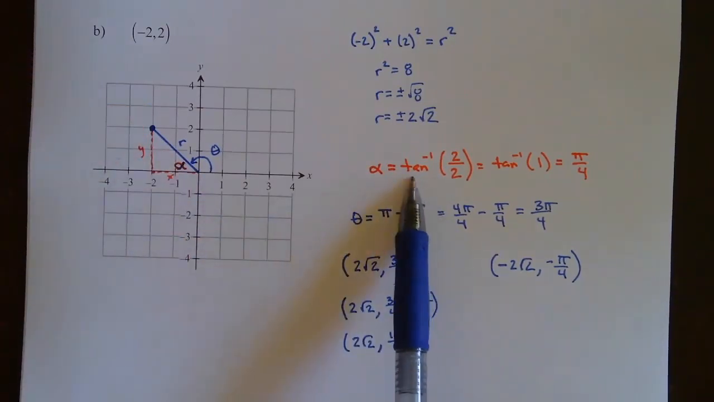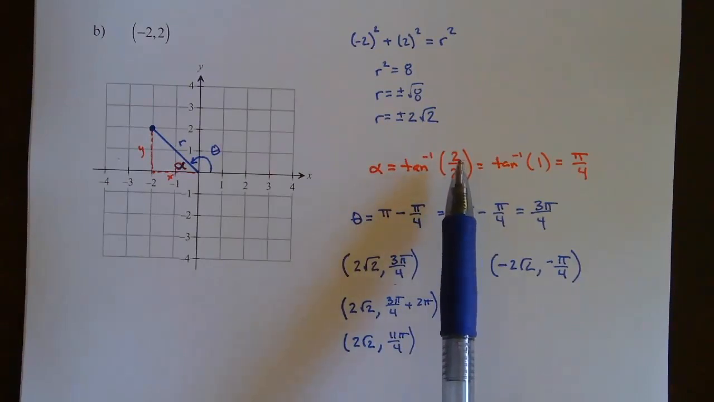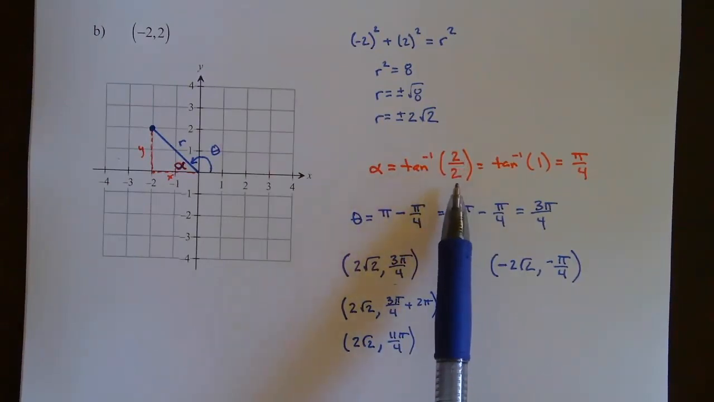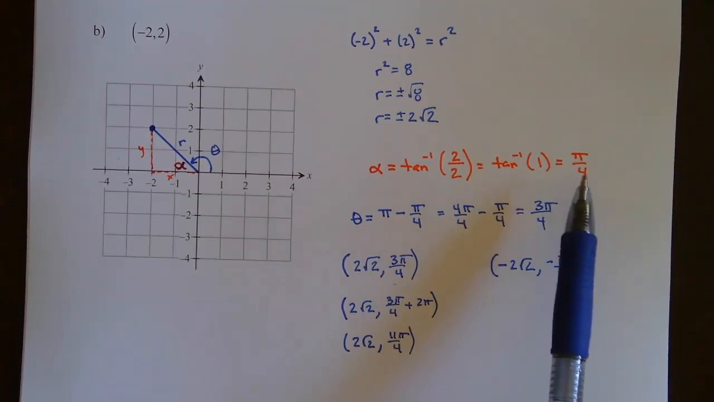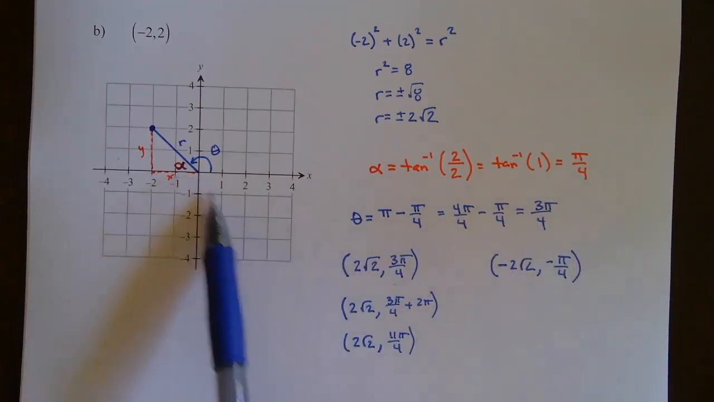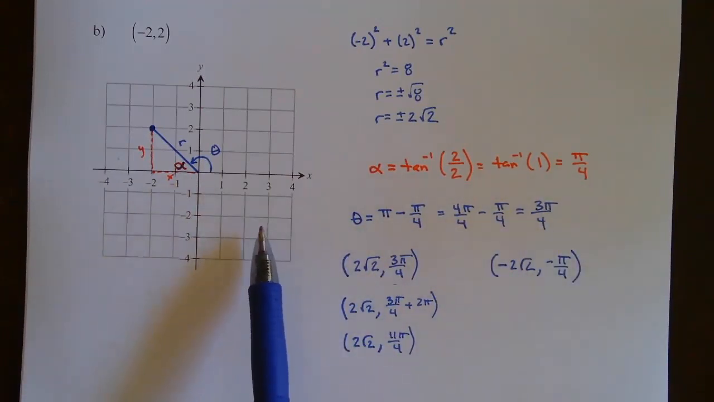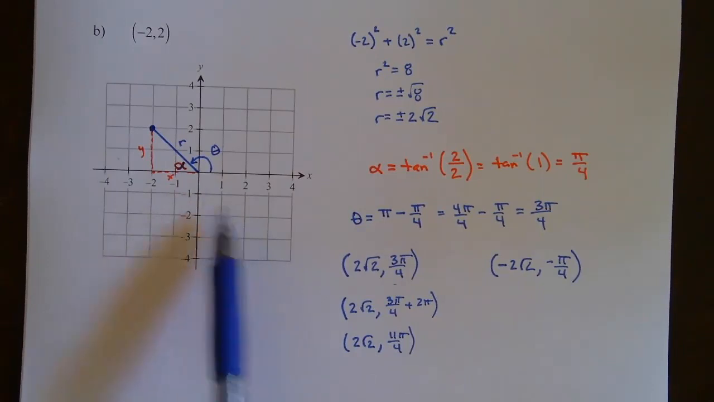If you had done tan inverse of 2 over negative 2, then you would have gotten negative pi over 4, which would have been this one. And if you kept it as a positive radius, then that means our point's down here, but it's not. It's in the opposite direction. So just some things to think about, okay?